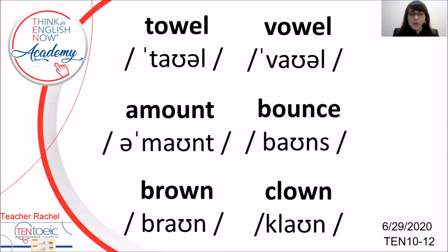Towel. This is what we use to dry things when they're wet. For example, in the kitchen, when we have to dry dishes, we use a towel. Or when we get out of the shower or the bath, we use a towel to dry ourselves off.